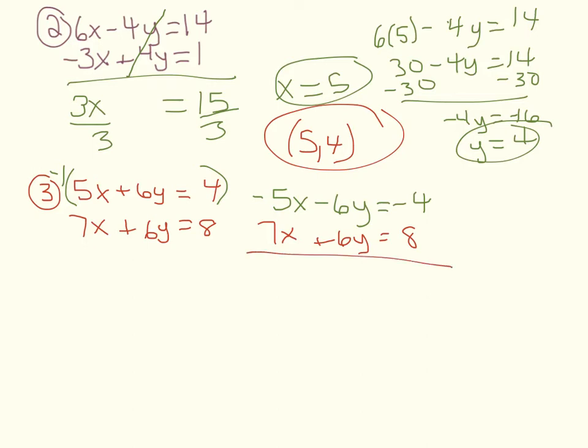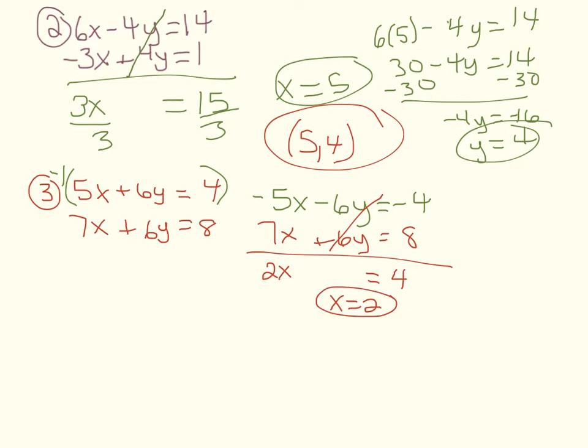So then you're going to add straight down. Negative 5x plus 7x is 2x. Negative 6y plus 6y is going to cancel out. I bring down my equals. Negative 4 plus 8 is 4. My answer for x is going to be 2.